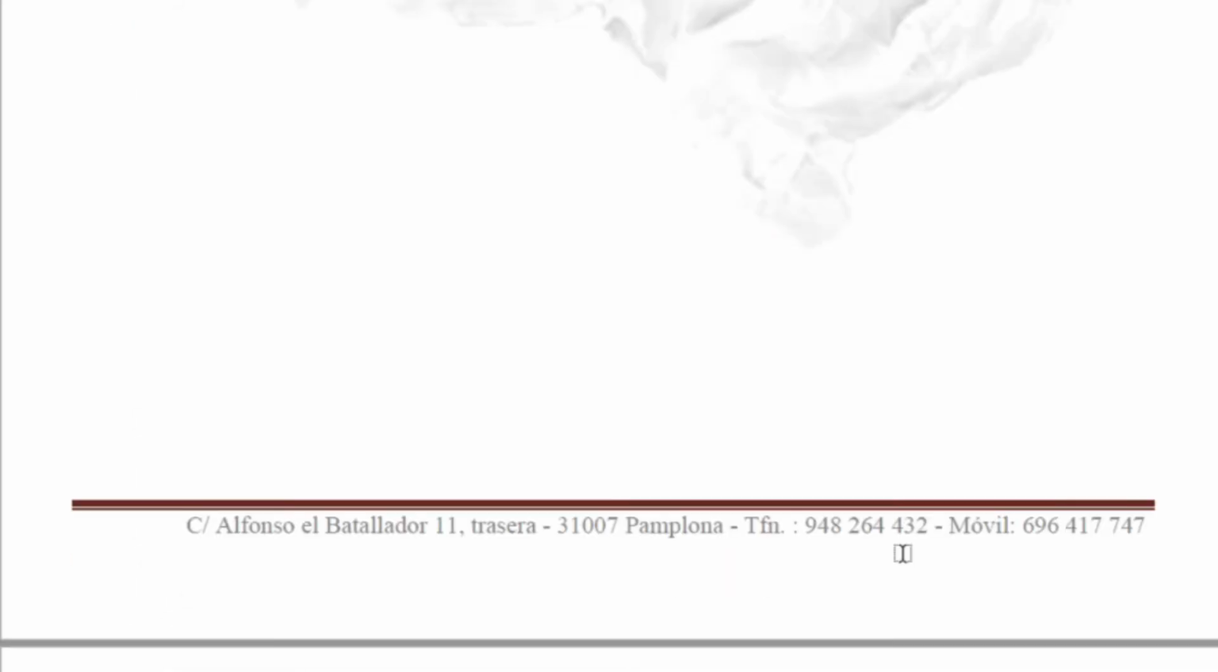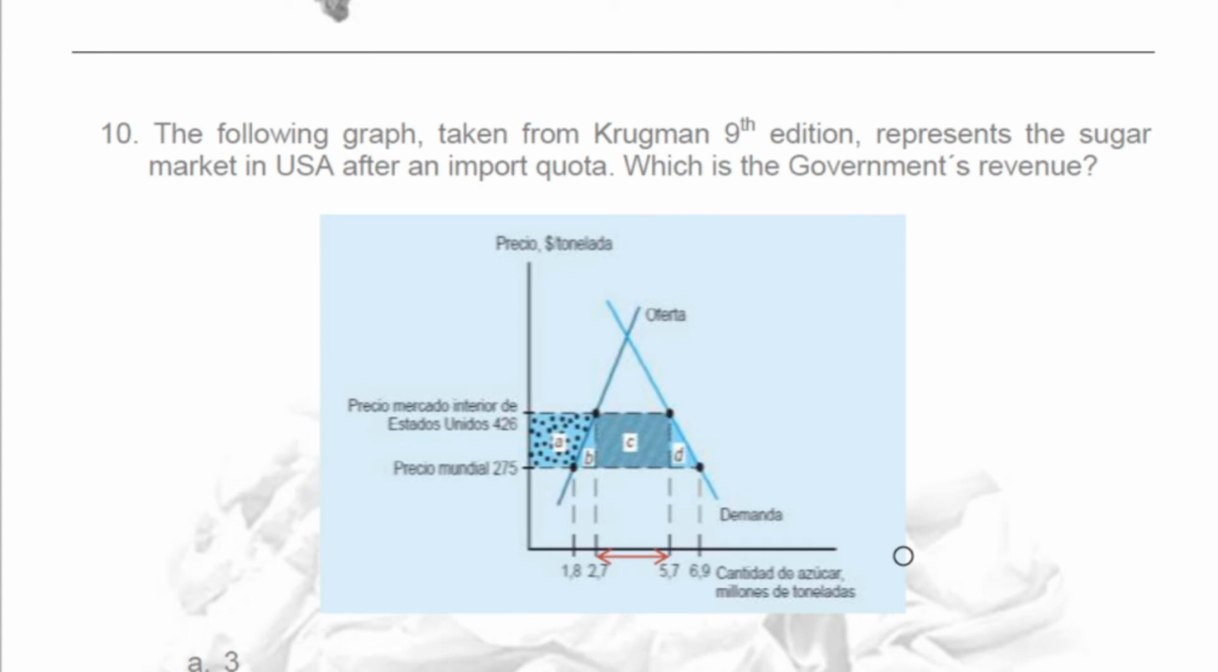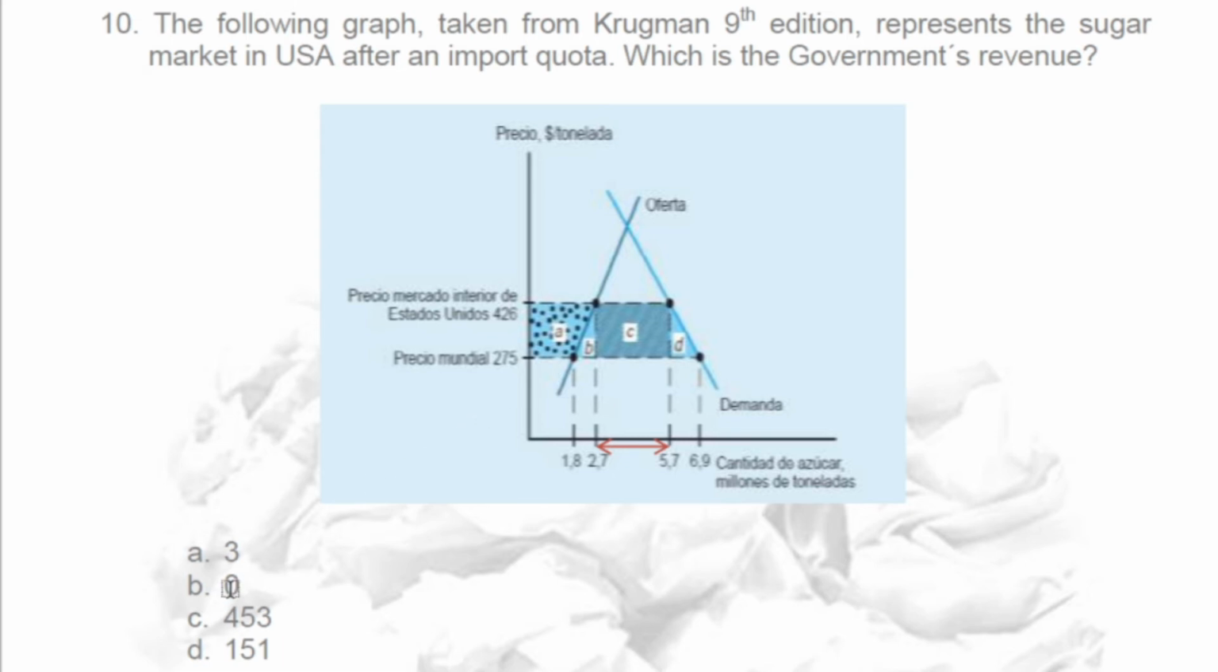Now the same graph, but also with an import quota, which is the government revenue? Well, be careful. When we have an import quota, the government doesn't earn anything. It only acts like a policeman in airports and so on, by saying, okay, I won't let you introduce more than these units, but the revenues are zero, so be careful.